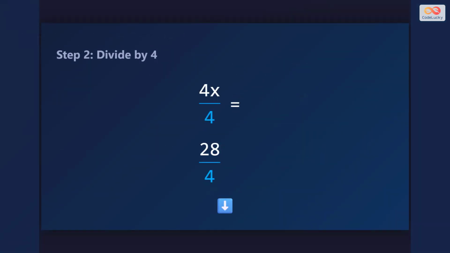Now we have 4x equals 28. Since 4 is multiplied by x, we must divide both sides by 4. 4 divided by 4 is 1, leaving just x. 28 divided by 4 is 7. So, x equals 7.